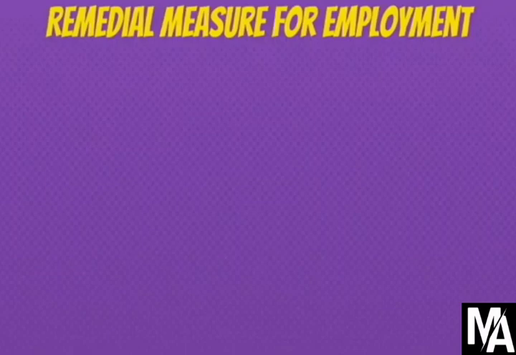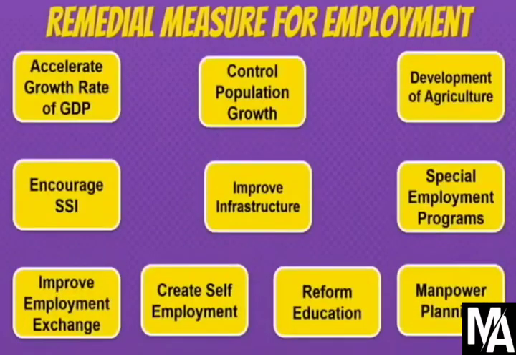So a quick recap of the remedial measures for employment in India. We have accelerated growth rate of GDP so that more number of job opportunities are created. We should have control in population growth so that there are less number of mouths to feed. We should have development in agriculture which will create more jobs. We should encourage small scale industries.